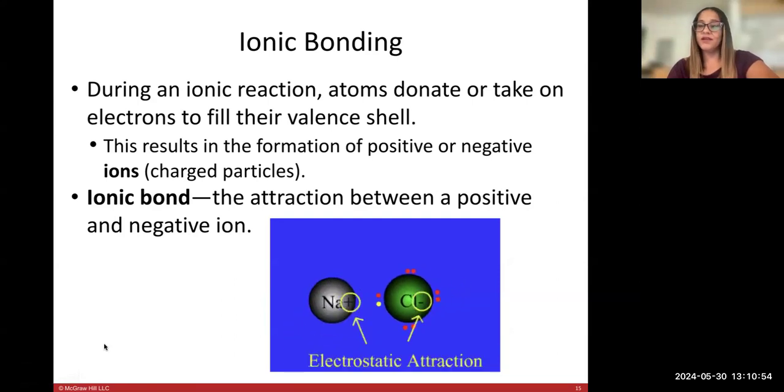So in sodium's valence shell, it has just one extra, and it's easier to just get rid of one than it is to attract seven. So it will donate because chlorine has seven, so it just wants the one. So that is called an ionic bond between the two.